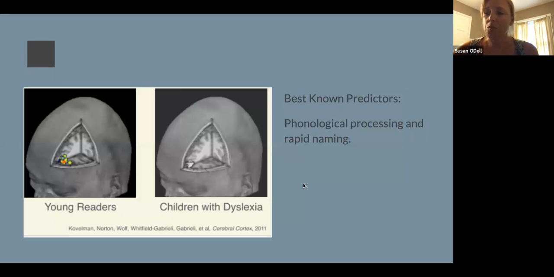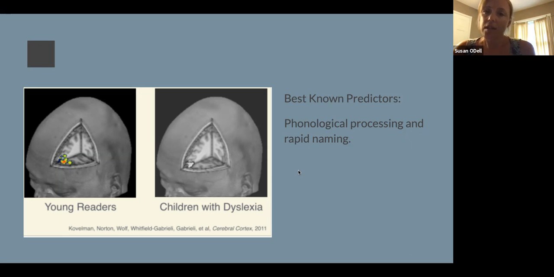This is another visual from Dr. Mary Ann Wolf. What this visual helps us to see is how young, typically developing readers have a lot of activity in the frontal lobe of their brain where phonological processing occurs. What we find from brain scans of children with dyslexia is that the phonological area is activated, but it is much more minimal than in typically developing readers.